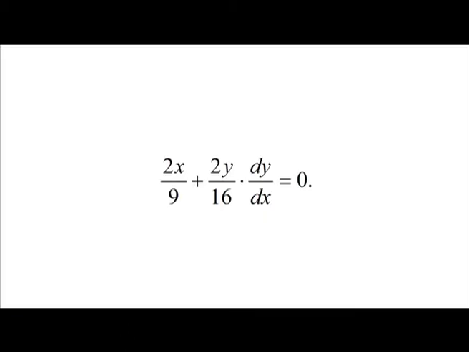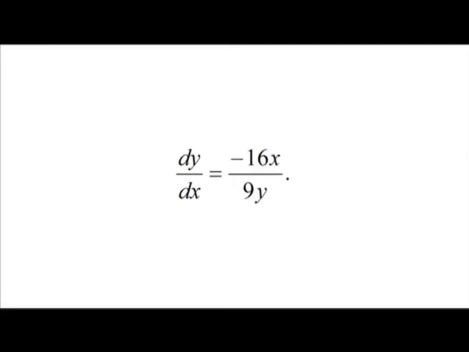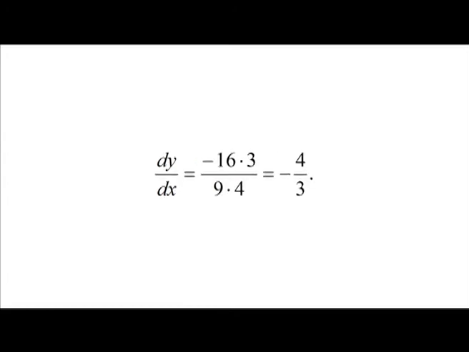In the given equation of the ellipse, y is implicitly defined as a function of x. Differentiating both sides of the equation with respect to x, we obtain 2x by 9 plus 2y by 16 times dy by dx is equal to 0. Hence, dy by dx is equal to minus 16x by 9y, call it equation number 1. Hence, at the point ordered by 3, 4, dy by dx is equal to minus 16 times 3 all divided by 9 times 4, which is equal to negative 4 by 3.